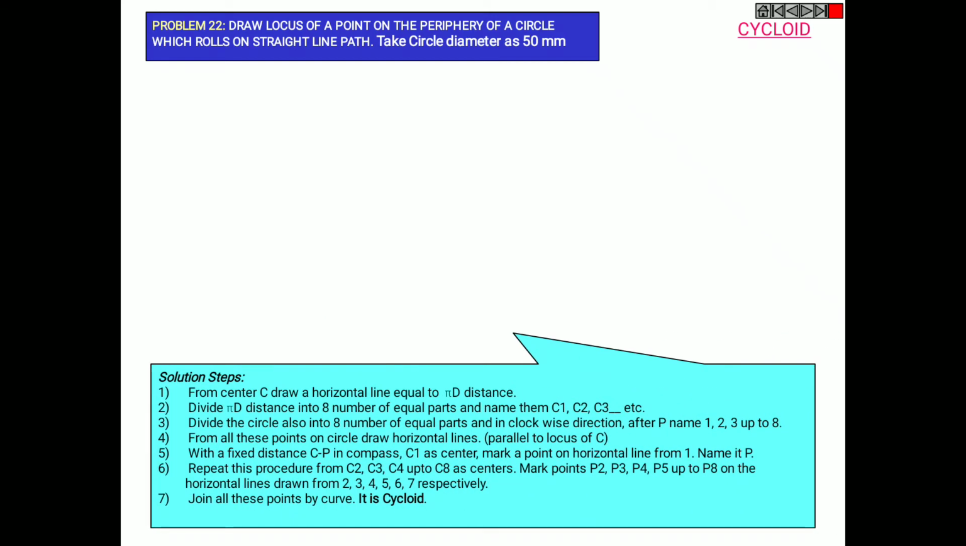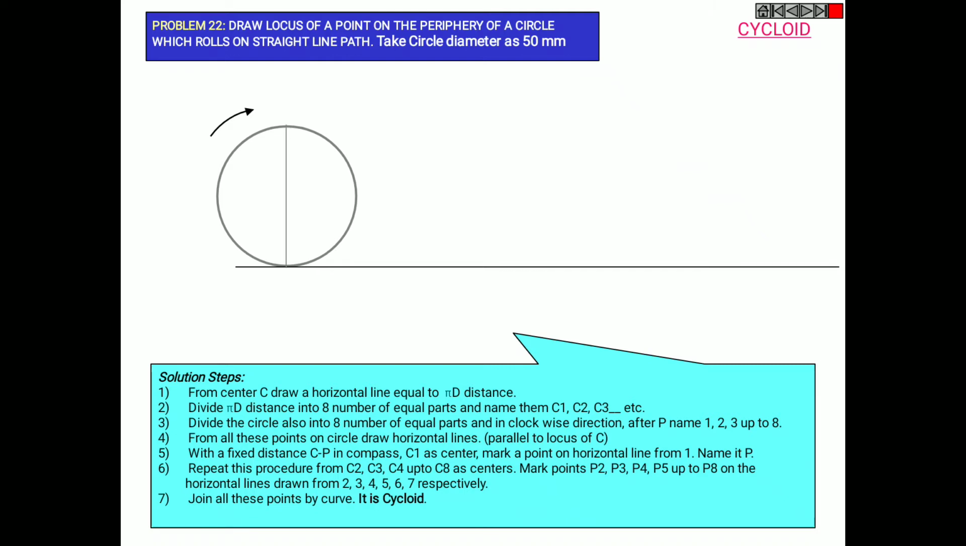There are some solution steps to make the cycloid. So this is for a general method. From center C, draw a horizontal line equal to pi d distance. See, this is a circle with a diameter of 50 mm. From center C, draw a horizontal line equal to pi d distance, nothing but the circumference. Now divide pi d distance into 8 number of equal parts and name them as C1, C2, C3, etc.